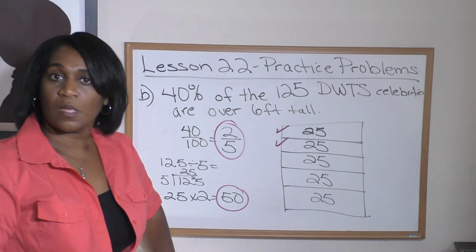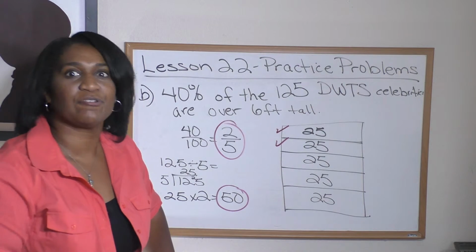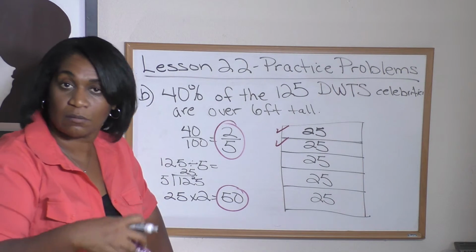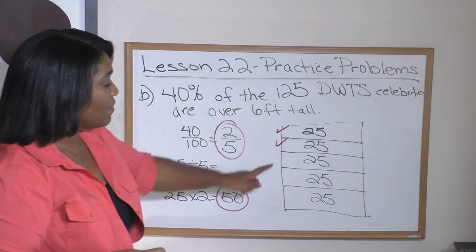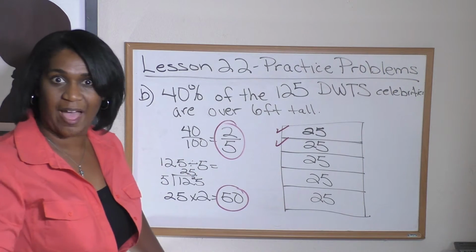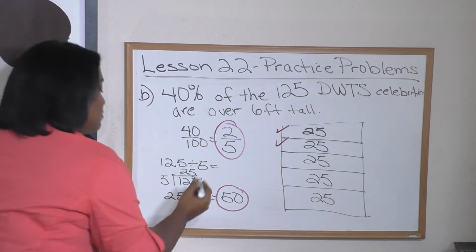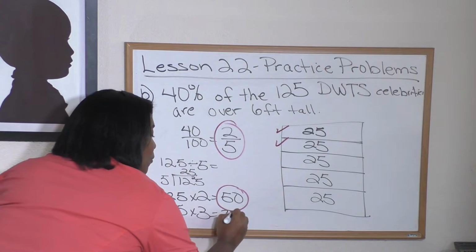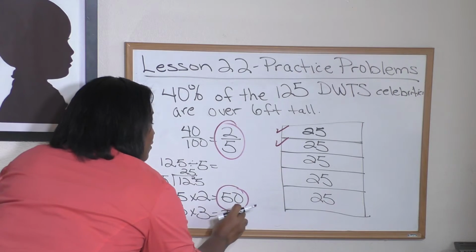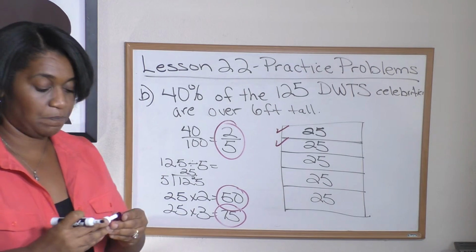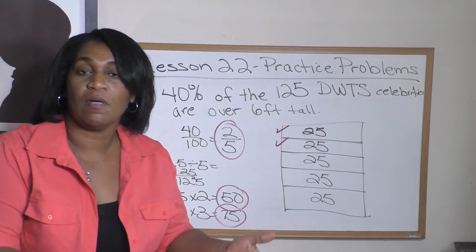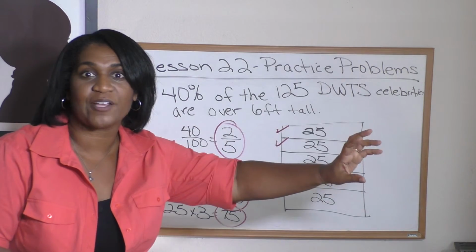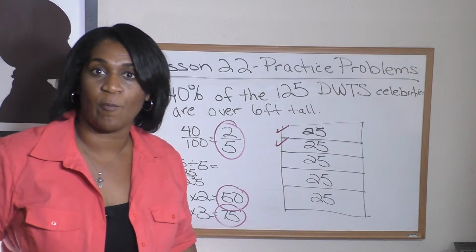feet tall. Now, if I asked you how many are under 6 feet, we're going to assume that the rest of them are under 6 feet. That means I have 3 groupings that are left. So I would say 25 times 3, and that would be 75, are under 6 feet. It's pretty simple. Percents, we just change to fractions and do everything the same way.